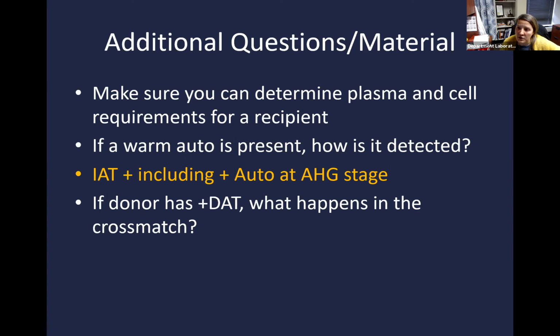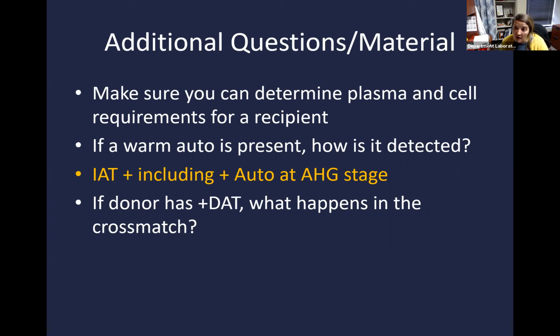And remember how a donor with a positive DAT affects our cross matches. So think about your major cross match. You're mixing patient plasma, or recipient plasma, if you want to think of it like that, with donor red cells. And so think about what's happening in a donor with a positive DAT. The donor has antibody that has attached to the donor red cells in vivo, all right? So something's going on inside that donor causing antibody to attach to those red cells.